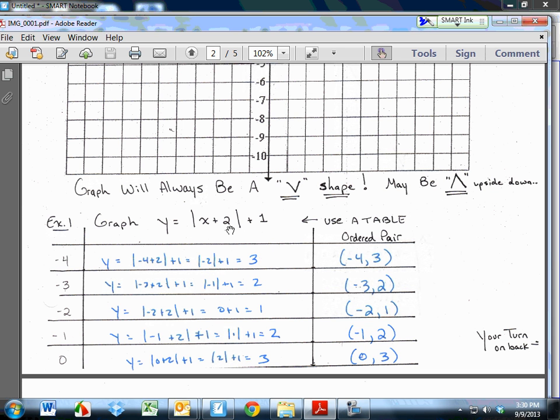So let's think about that. x plus 2. What would make x plus 2 equal 0? If we took x plus 2 and set that equal to 0, subtract 2, we get negative 2, which is why we have a table over here centered around x equals negative 2. We plugged in values around x equals negative 2 so that we would see the V shape. So to recap, always look at what's in the absolute value, the x plus 2, and think, what would make that 0? So when you start to make your table, you'll use that value in the middle of the table.